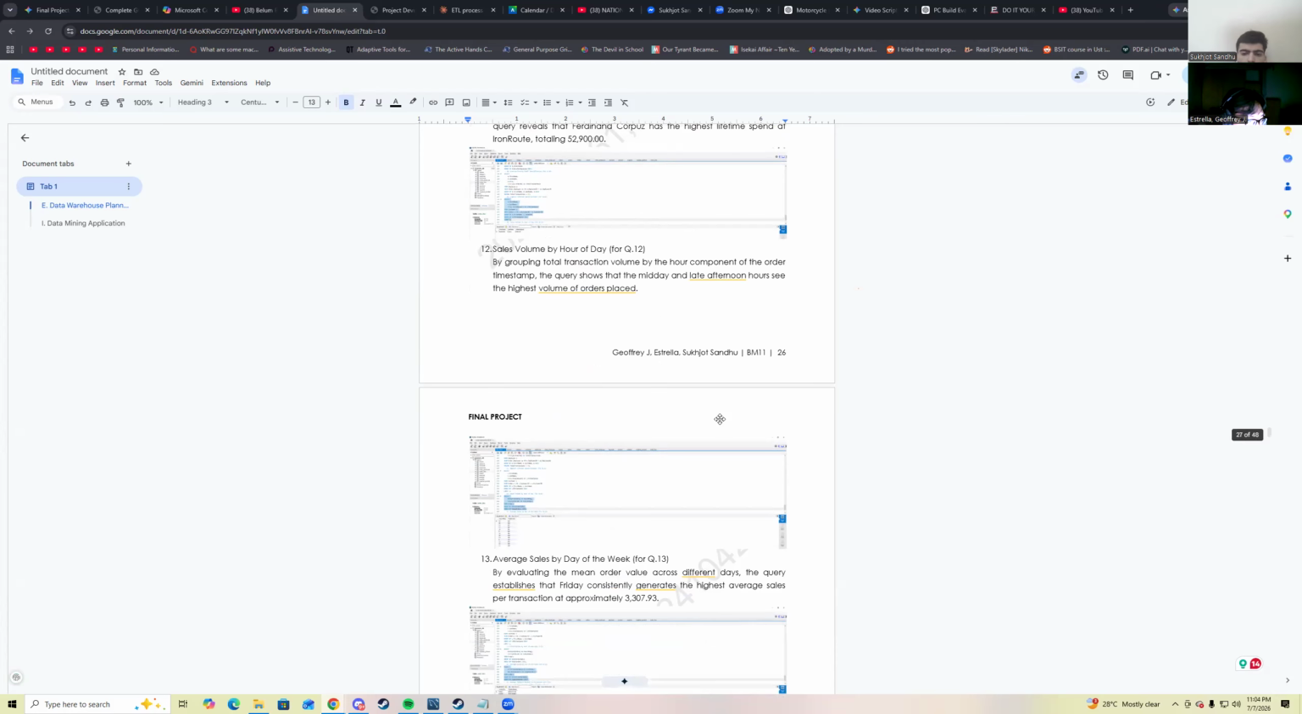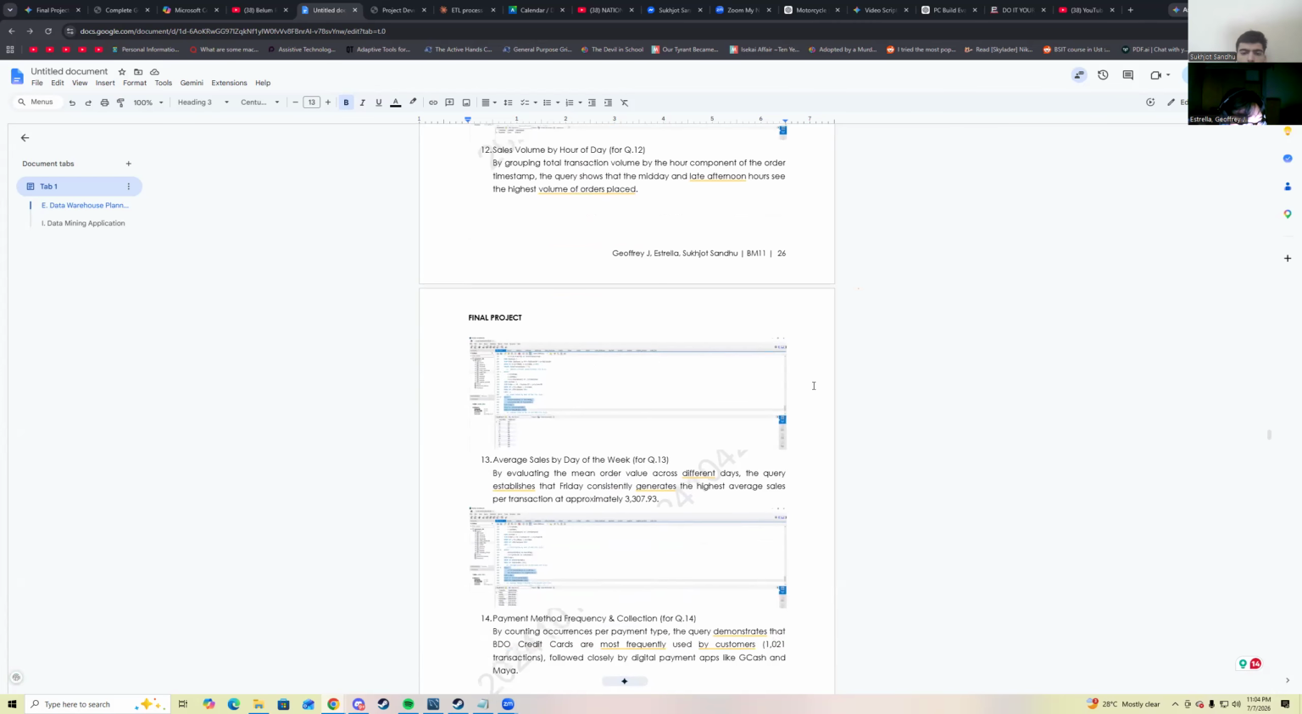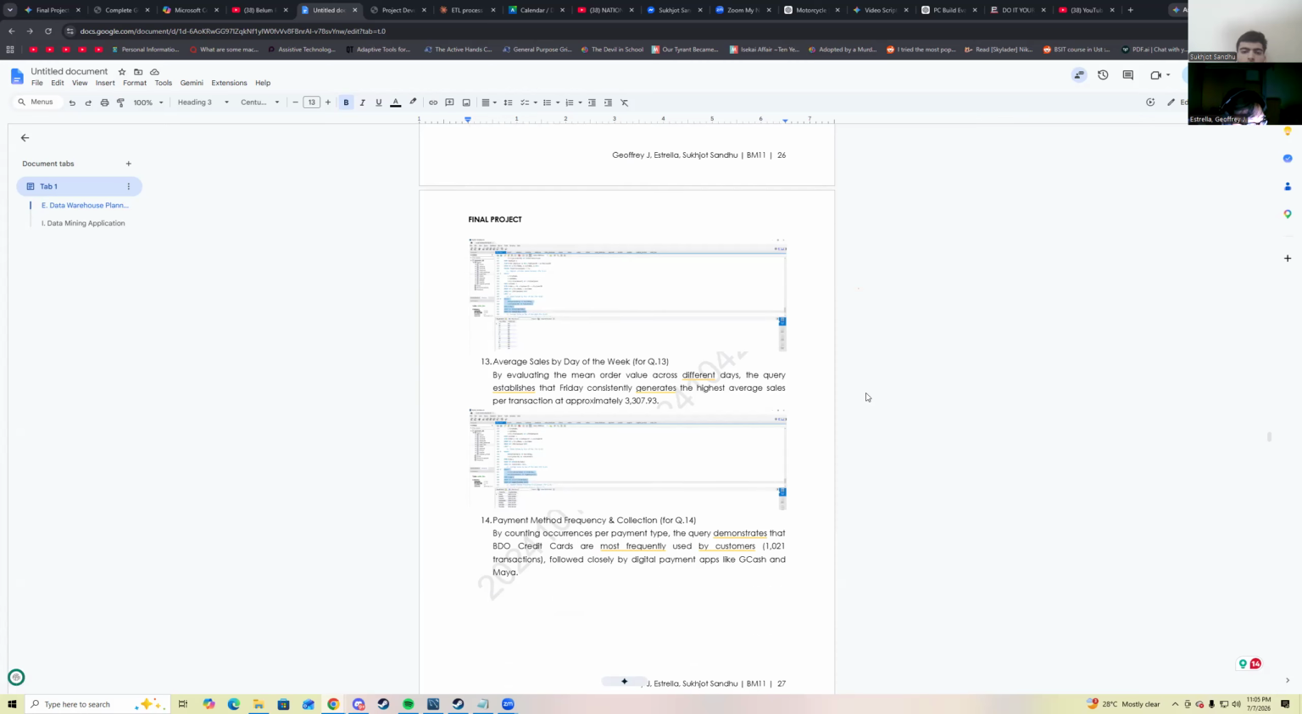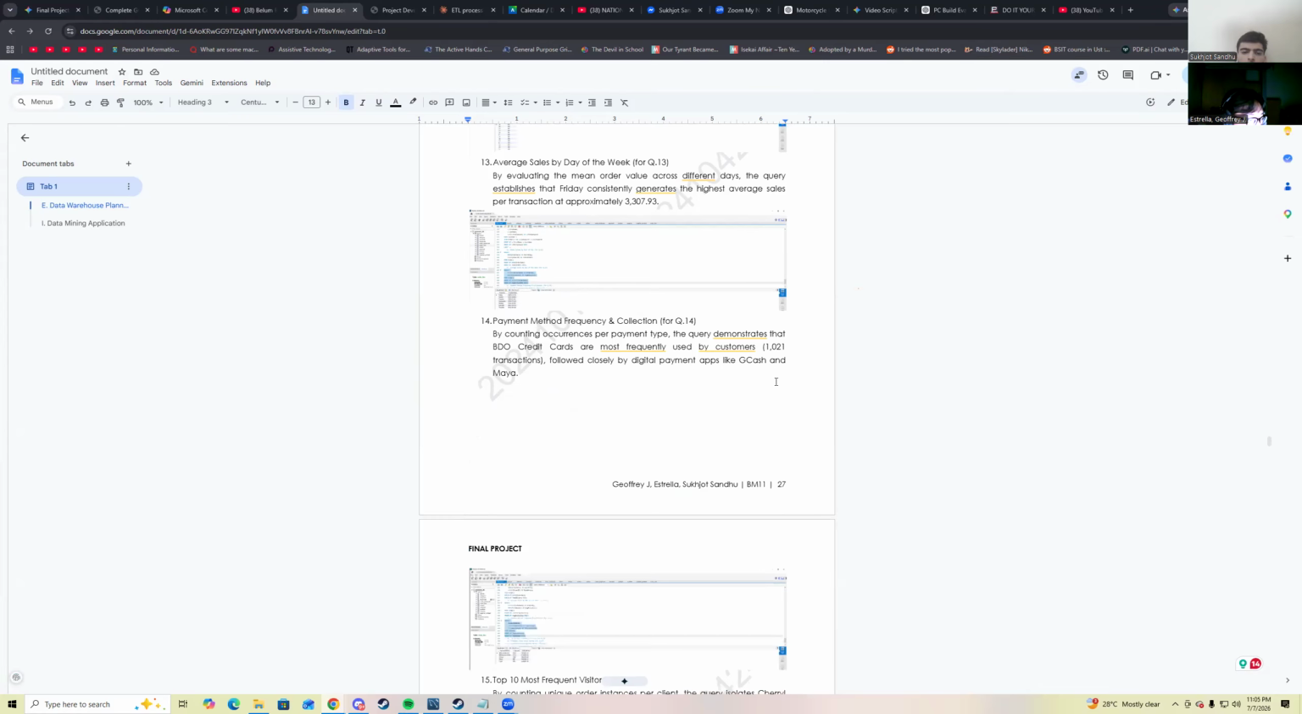We also map out our operational peaks. If you want to know when we are busiest, the data points clearly to midday and late afternoon rushes, with Fridays consistently generating our highest average sales per transaction. And when customers pay, Visa credit cards are the most frequent choice, followed very closely by digital wallets like GCash and Maya.